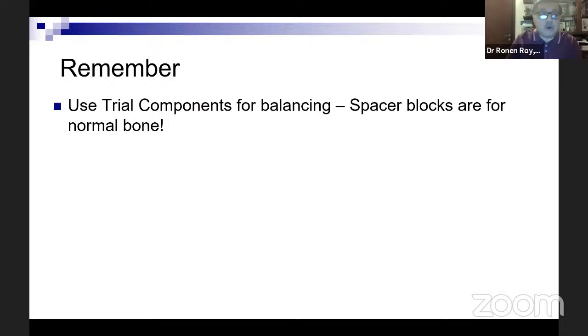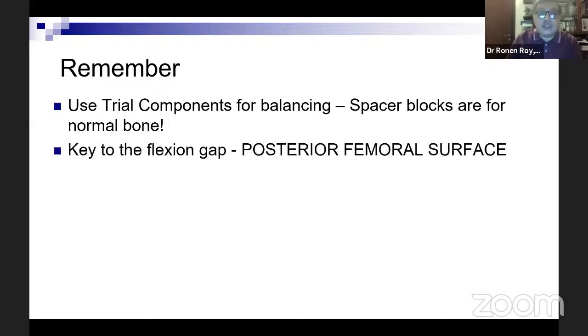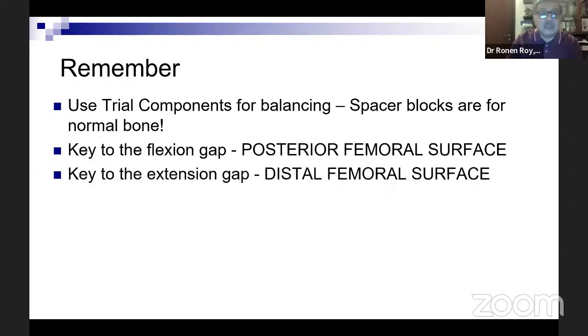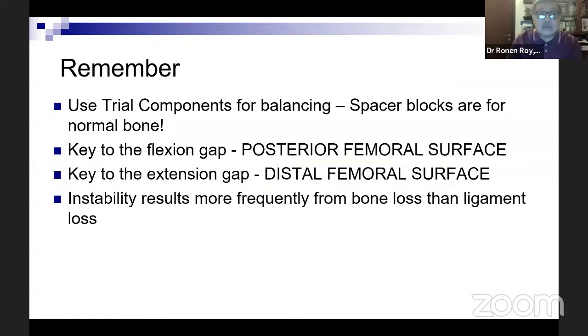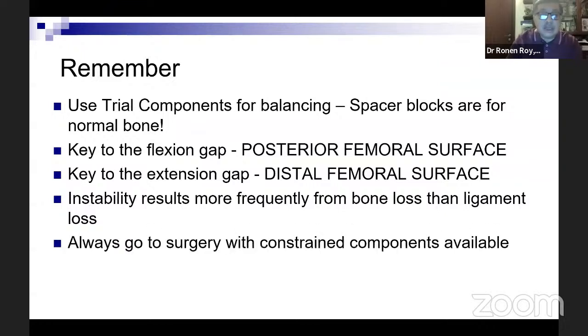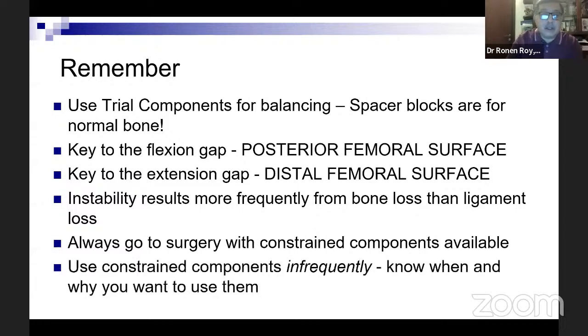Spacer blocks are meant for normal bone. The key to the flexion gap is the posterior femoral surface. The key to the extension gap is the distal femoral surface. Instability results more frequently from bone loss than ligament loss, and always go to surgery with constraint components available. Use constraint components infrequently and know when and why you want to use them.